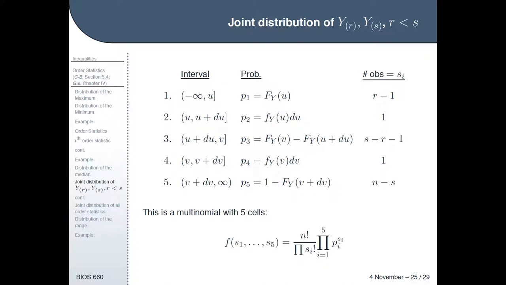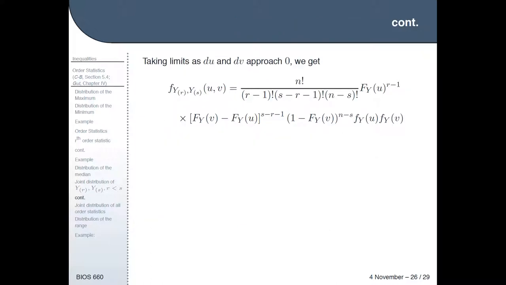So now this is a multinomial with 5 cells. That's the usual formula for that. So taking these limits, we end up with this function of n factorial over r minus 1 factorial times s minus r minus 1 factorial times n minus s factorial, times all the appropriate CDFs to the appropriate powers, times the two original densities evaluated at u and v. Kind of long and ugly, but it still has a closed form expression.